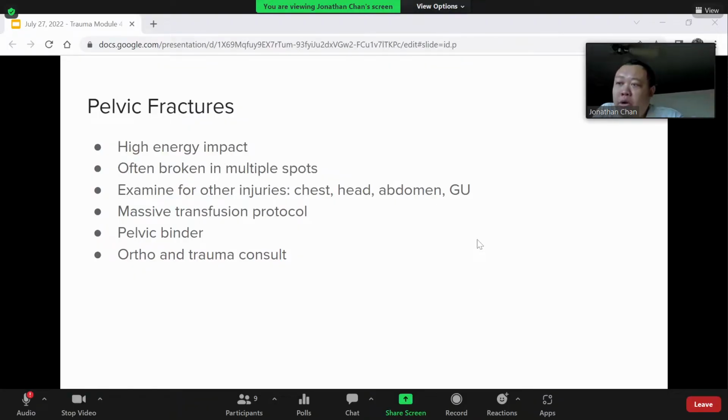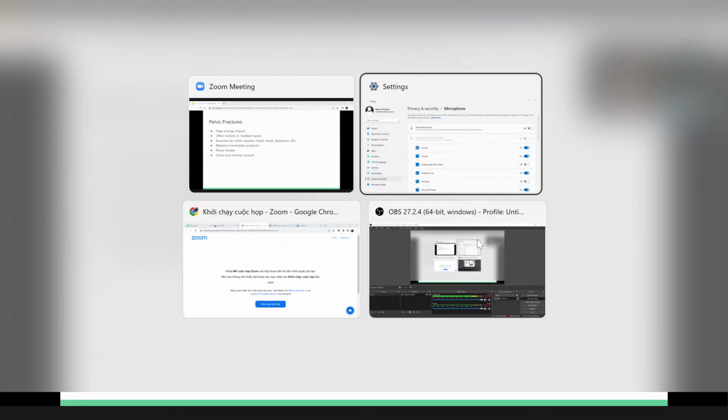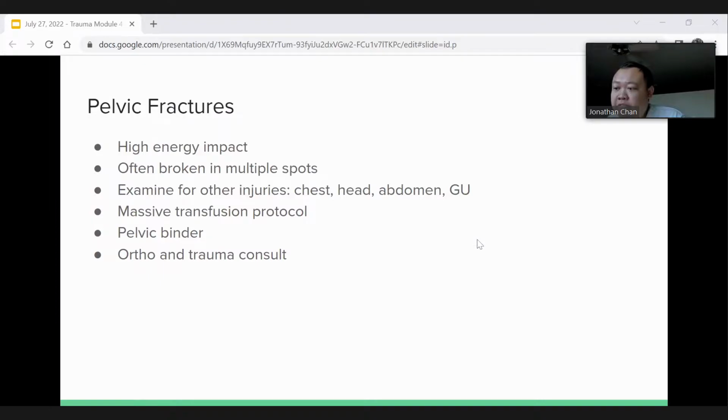You should definitely consider massive transfusion protocol. There are a lot of arteries and veins that go all throughout the pelvis, and when it's broken, you have a very high chance of injuring some of those and having a lot of blood in the pelvis. We talked a lot about ultrasound and the FAST exam, and when you're doing the suprapubic portion of the FAST exam, you should be very careful to look for any free fluid or blood in the pelvis that can come from a pelvic fracture.